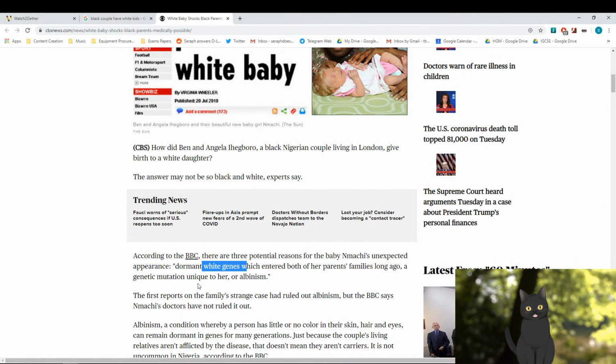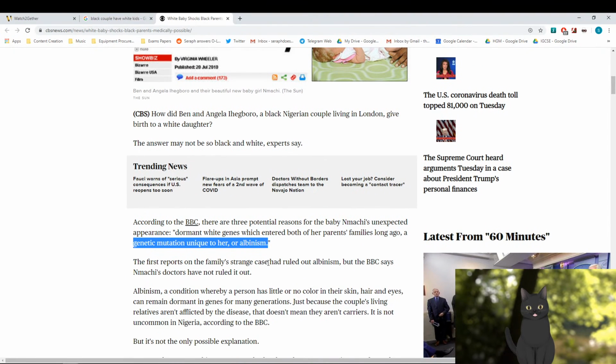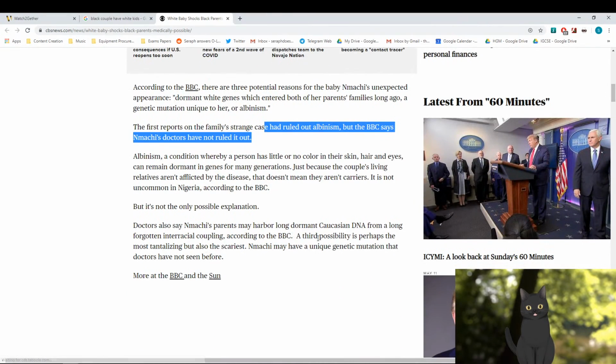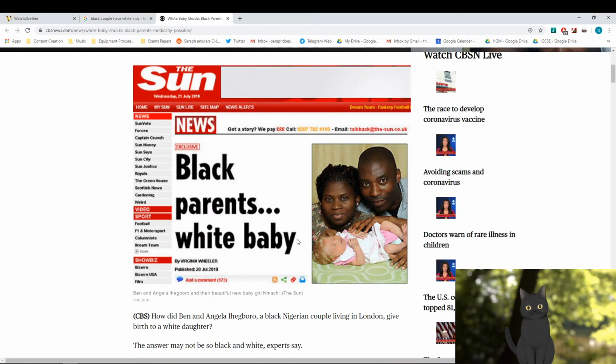Another situation is genetic mutation, basically albinism, like you've heard about white tigers and so on. The first report of a strange case is to rule out albinism. But anyways, in short, to simplify: yes, it's possible for black couples to have white kids and it's no one's fault. No one cheated and no one did anything weird. It's just because recessive genes got paired up, because both sides had the recessive gene a few generations ago.